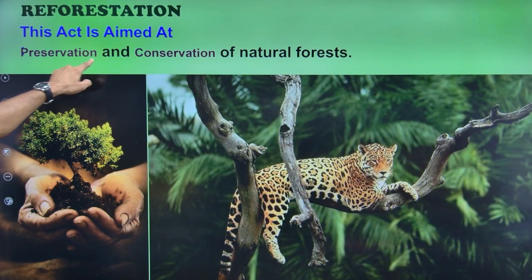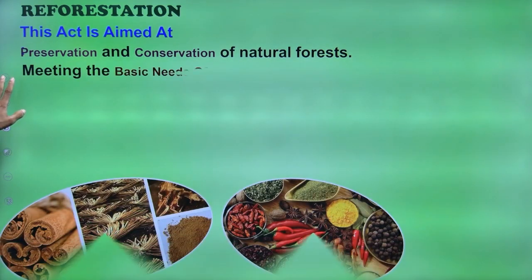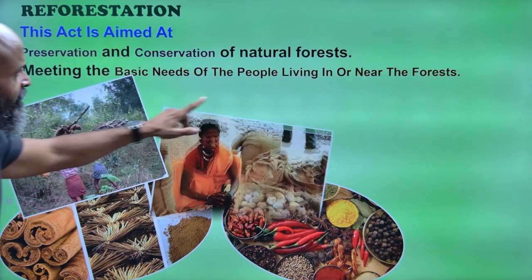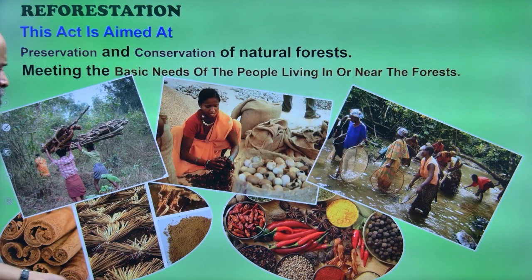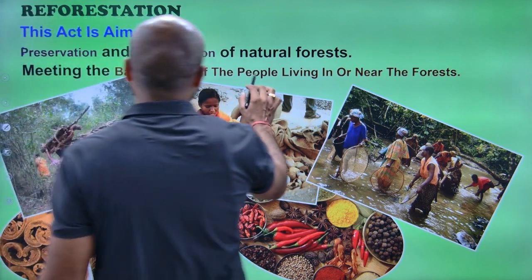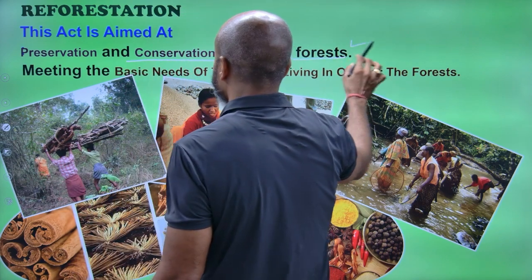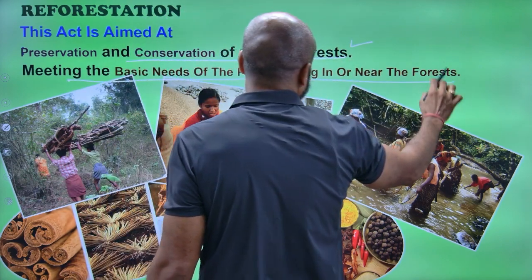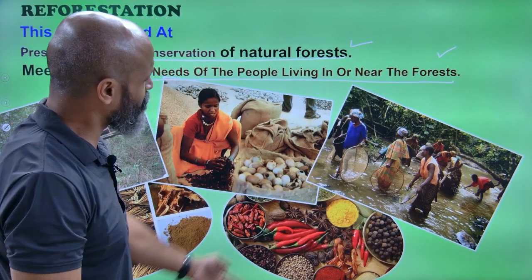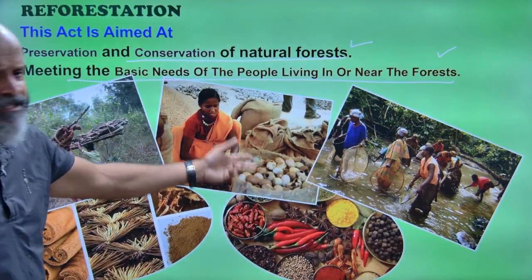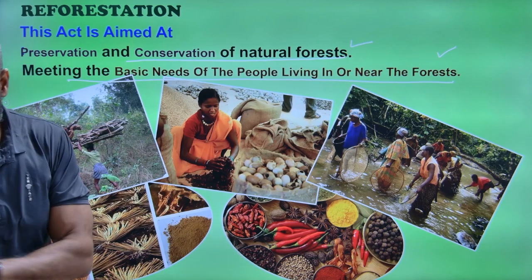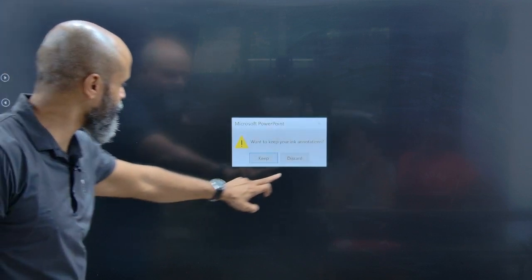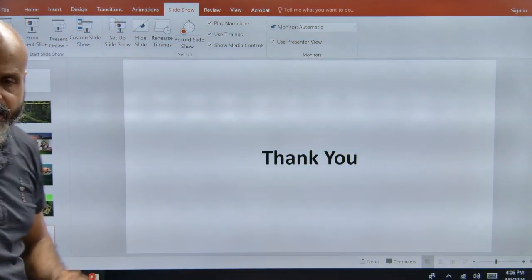This act is aimed at the preservation and conservation of natural forest, while meeting the basic needs of the people living in or near the forest. So, for example, catching of fish or getting some masalas, these are things that they can do. That is how the entire nature has to be conserved, Bachcha Party, and this basically completes the chapter.